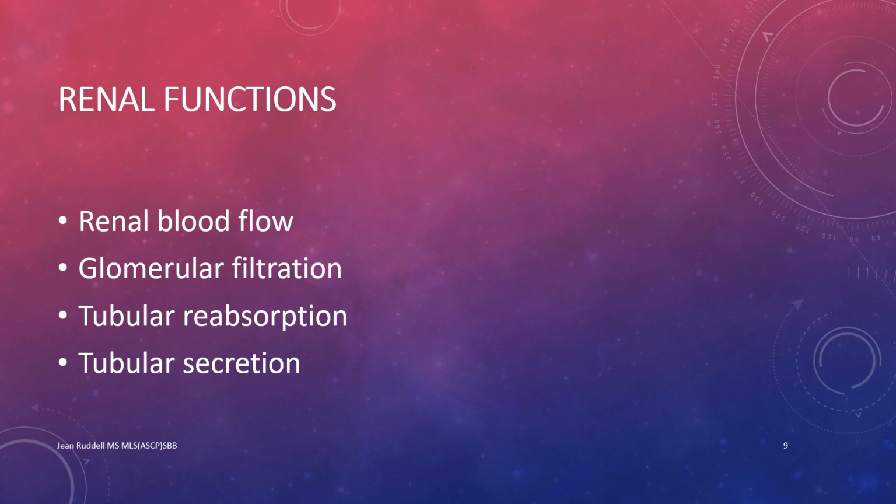The renal functions, renal blood flow, glomerular filtration, tubular reabsorption, and tubular secretion allow the body to clear waste products selectively from the blood and simultaneously to maintain the body's essential water and electrolyte balances.